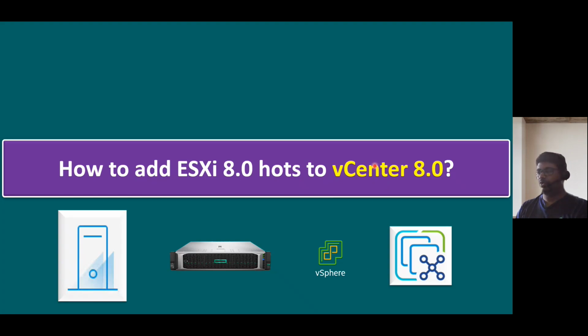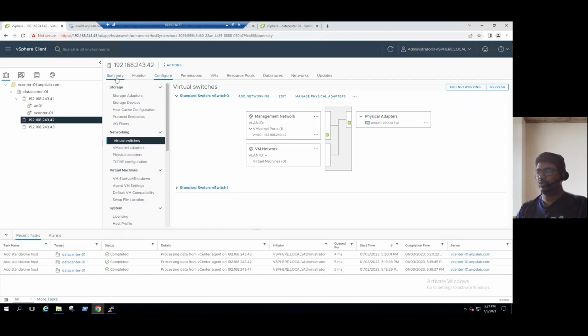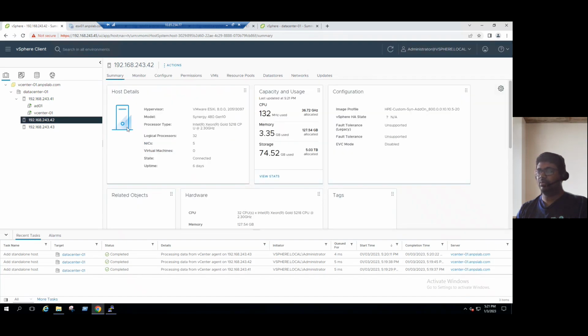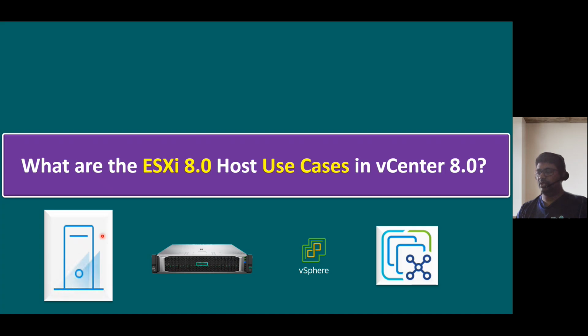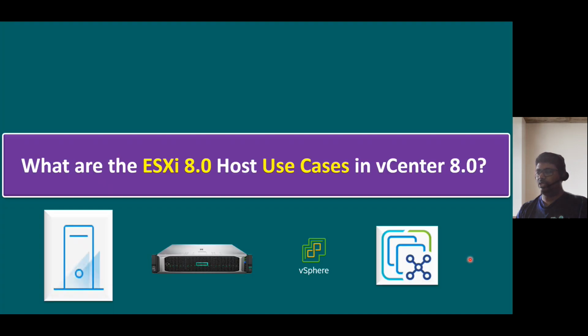Let's talk about another point. What are the ESXi host use cases in vCenter 8.0? So the use cases are mainly, and even these icons we are now familiar with. If you see this icon, when I select the ESXi host summary tab, this is the icon. So same icon, I keep it here. And our host is running on an HPE compute node. Just for our easy understanding, to run the ESX host, we need one physical node.